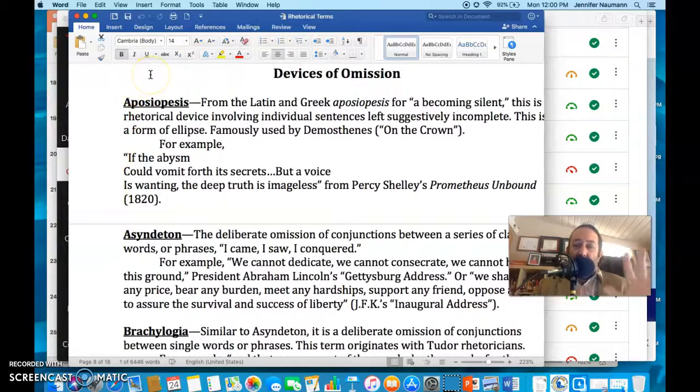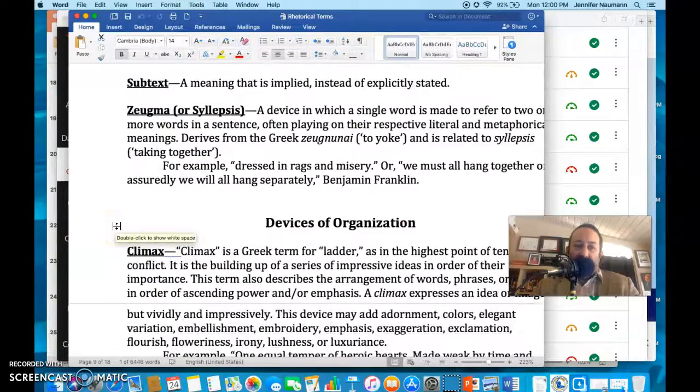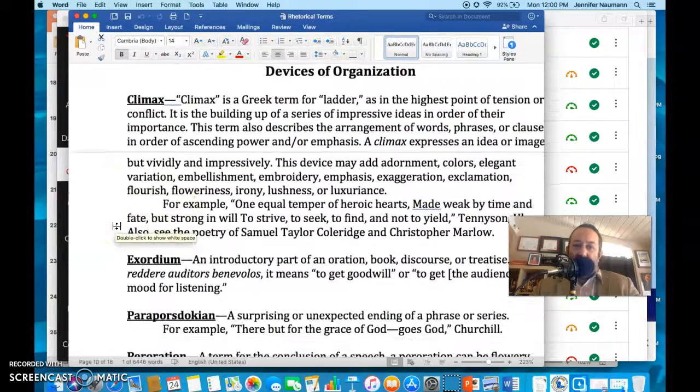to try to figure out what kinds of devices are being used in the piece that you're reading and analyzing for essay 4. Devices of omission are what they say, when you're leaving stuff out, different methods of that. This is another really important one, devices of organization.